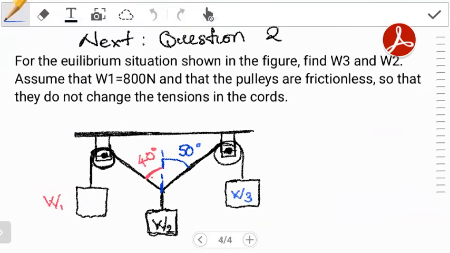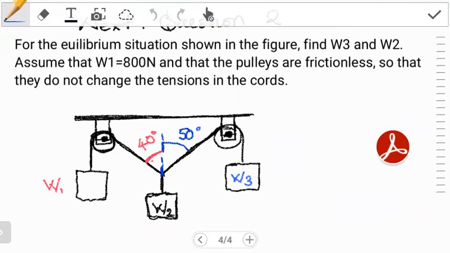It uses the same concepts, just like in the previous one. We're assuming that the pulleys have no effect on the tension in the cord, so you should be able to work out this question as well.